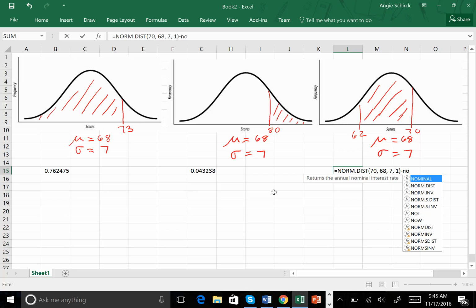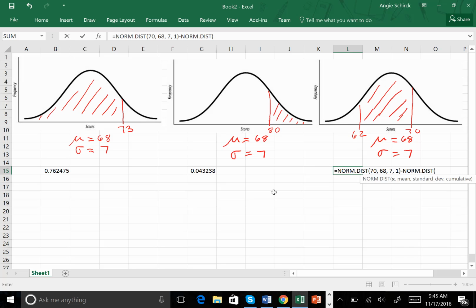So again, we'll type normal distribution here. And now we're going to use the smaller one, which is the 62. And we still have the same mean of 68. We still have the same standard deviation, and we still want to be cumulative, so we type 1. So notice we're taking the normal distribution of the larger data value and then subtracting the normal distribution of the smaller data value, and that should be the area between the two values.